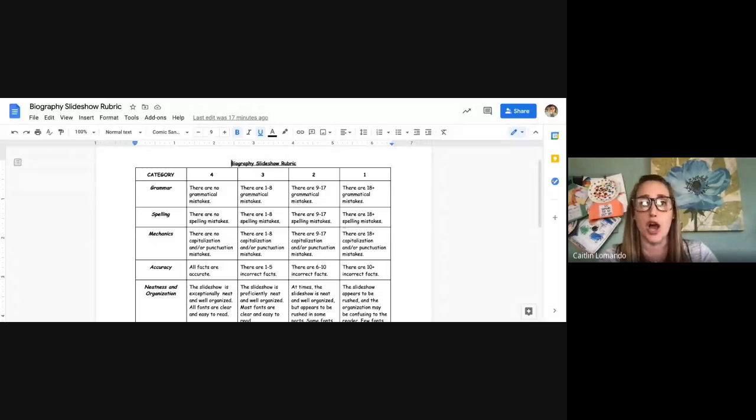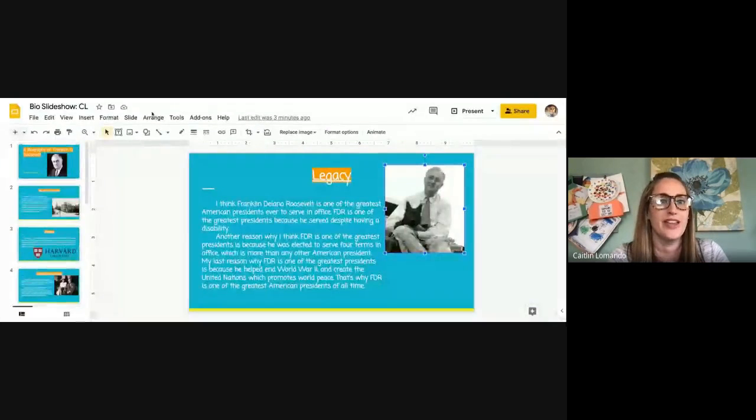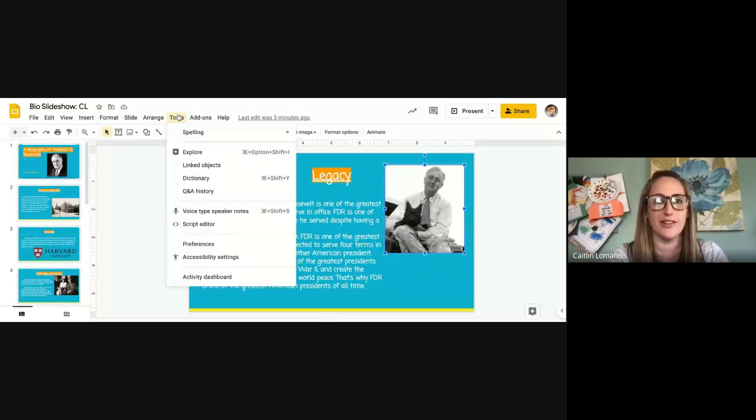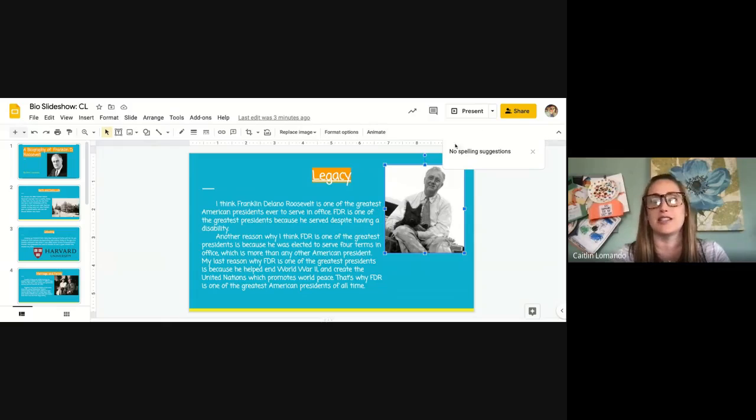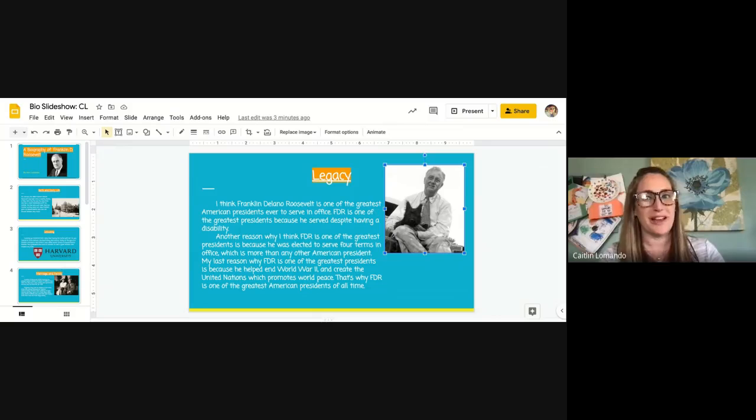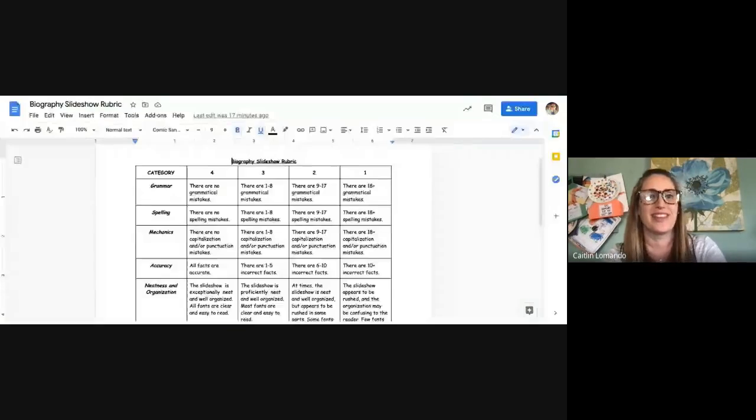Spelling. We're aiming for no spelling mistakes. If you are in your slideshow, you can go to Tools up here, and you can go to Spelling, Spell Check. You can see this little box popped up here. It says no spelling suggestions. That means that as far as Google is concerned, everything has been done correctly. So I will be good with spelling. All right, let's look at the next category for our rubric.